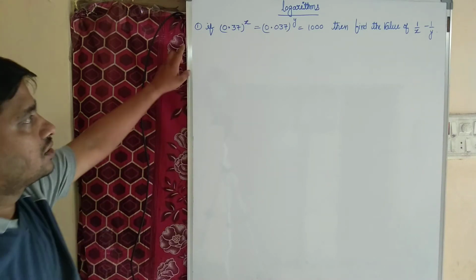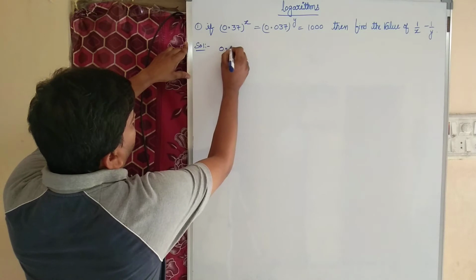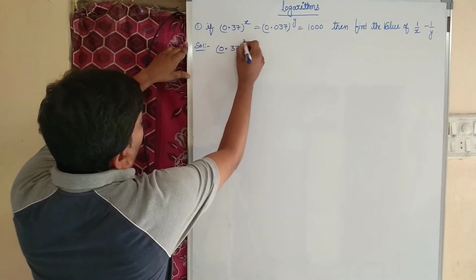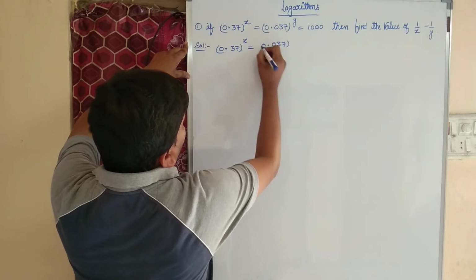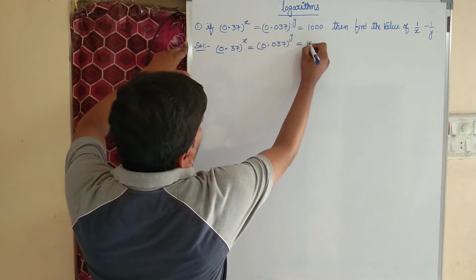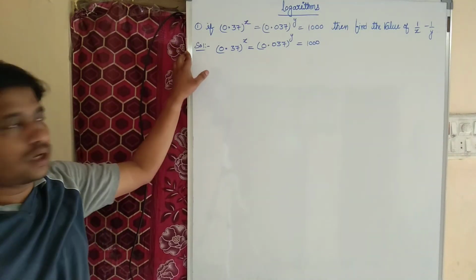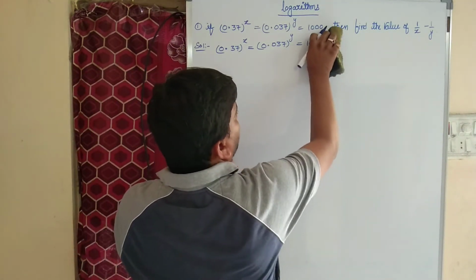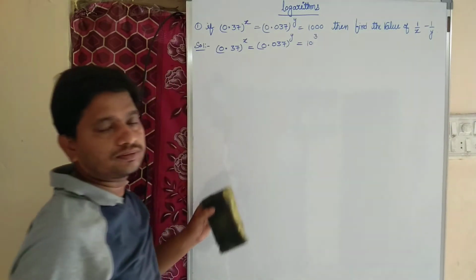Okay children, so what is given, let us write here. 0.37 whole to the power of x equal to 0.037 whole to the power of y equal to 1000. How can we write 1000, children? 1000 I can write as 10 to the power of 3, 10 cube, right?